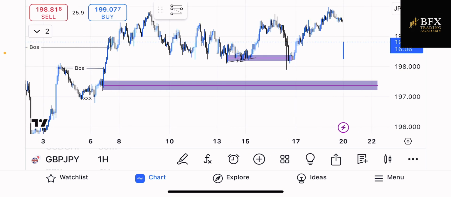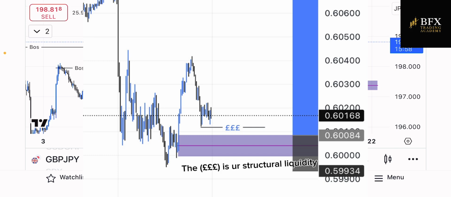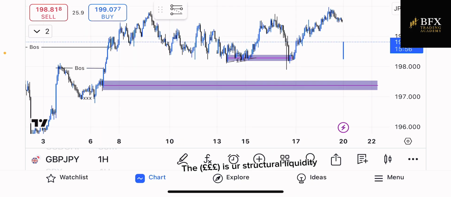structural liquidity comes into the matter. Structural liquidity, I explained it in my previous video. Please go to my YouTube channel and click on those videos. They are helpful. So structural liquidity is when price leaves out liquidity for it to be taken out later.